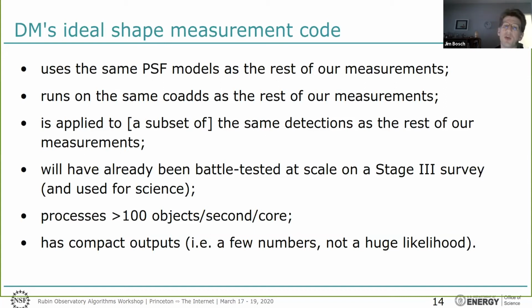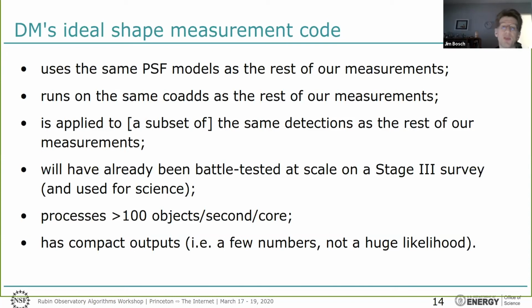We'd like to run a code that's been battle tested at scale on a Stage 3 survey and used for science. I think everyone who's done this before knows that you learn a lot by really trying to do it on real data, trying to do science with it. And while this may not be possible in detail, because codes are always evolving, we'd like to have something that has a heritage of having been used for science, especially if we only get to run one shear code.